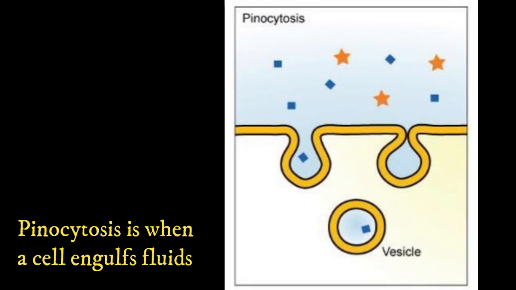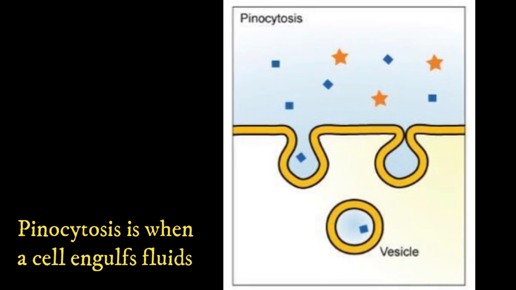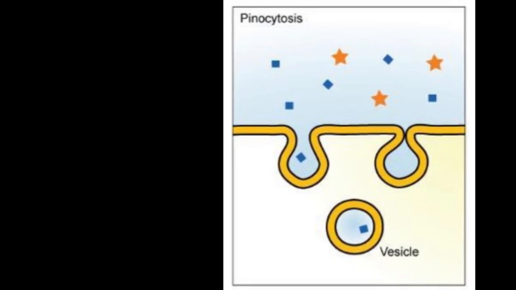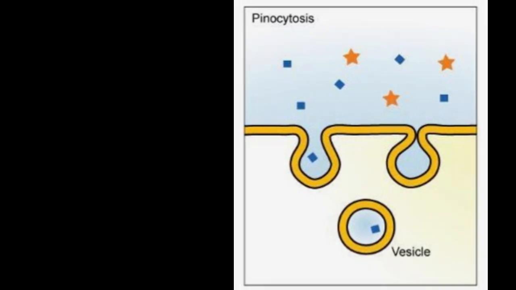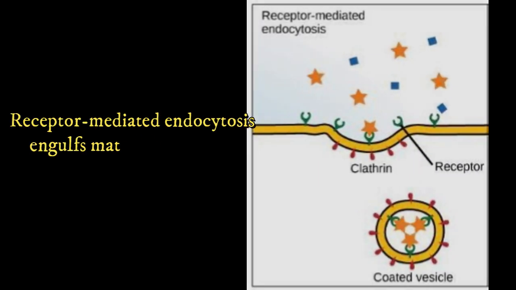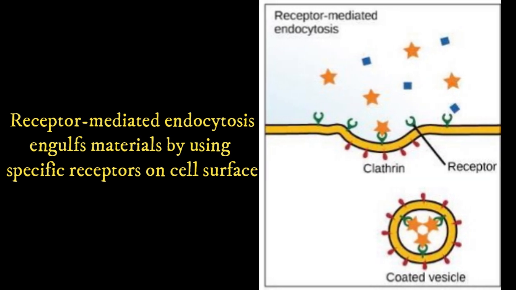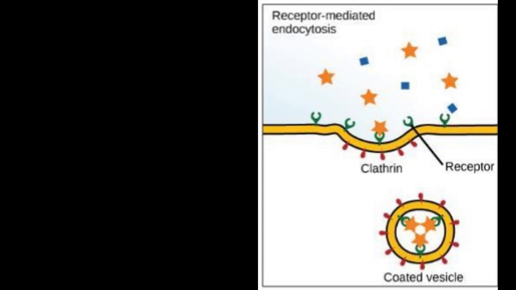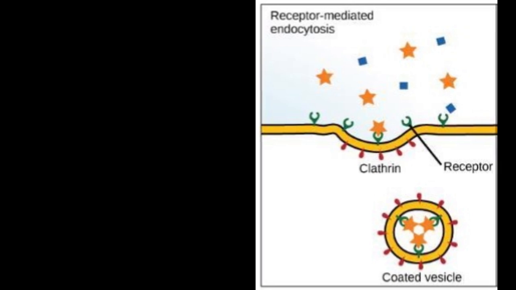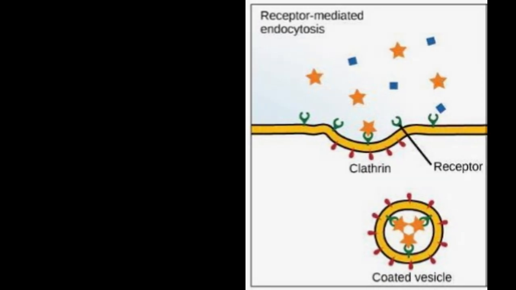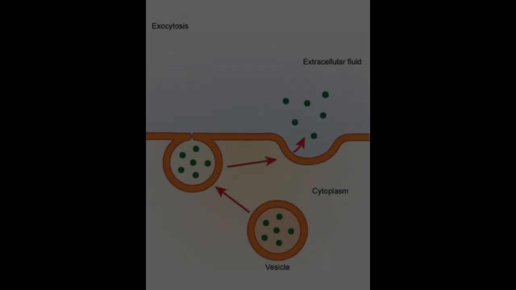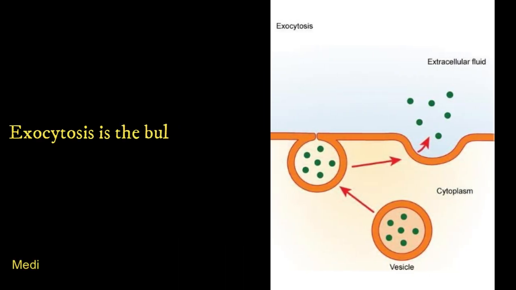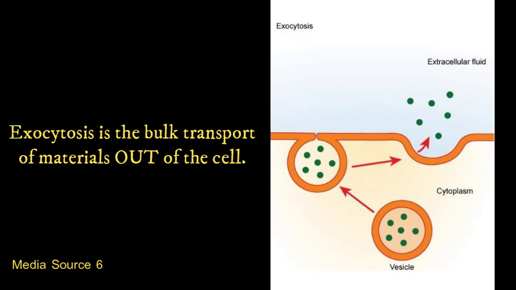Pinocytosis occurs when the cell membrane invaginates, surrounding a small amount of fluid and pinching it off into a vesicle. Receptor-mediated endocytosis occurs when the plasma membrane has a specific receptor to attract specific molecules. When enough of the given molecule is there, it coats the membrane, and a vesicle will be formed and sent to the interior of the cell.